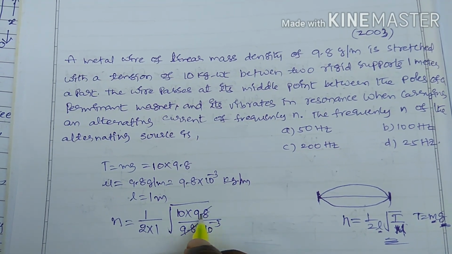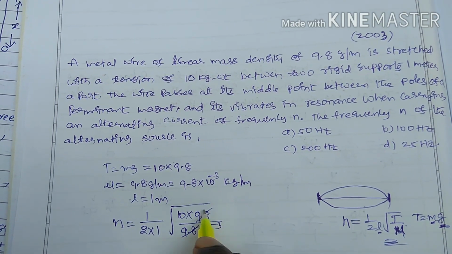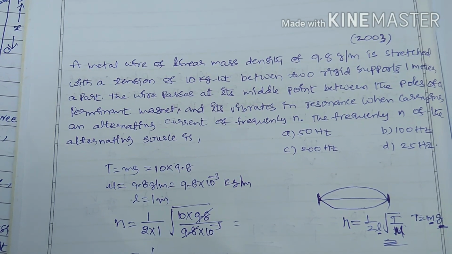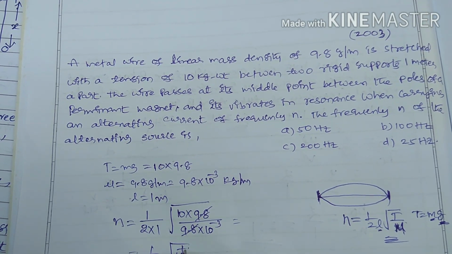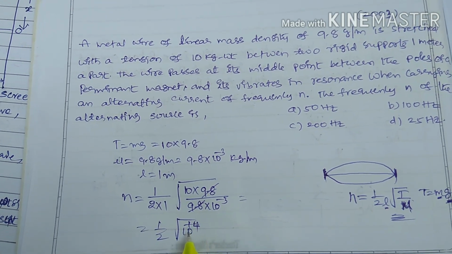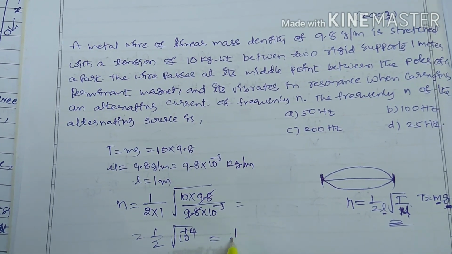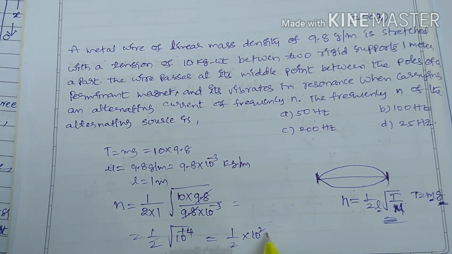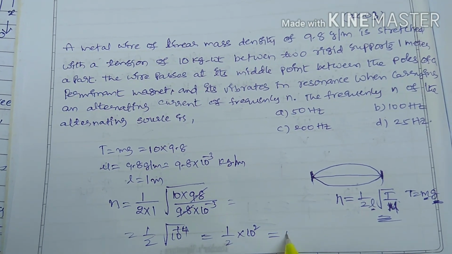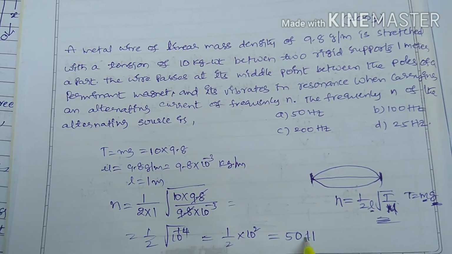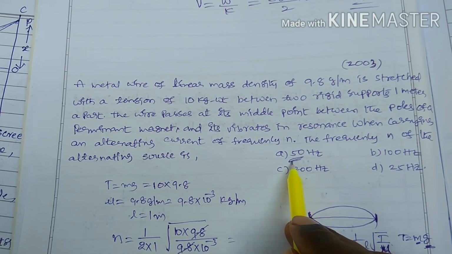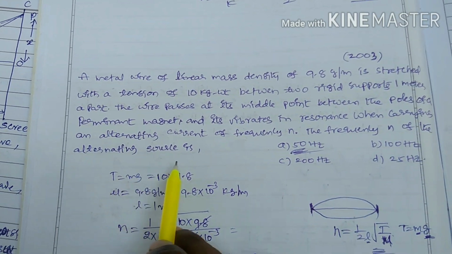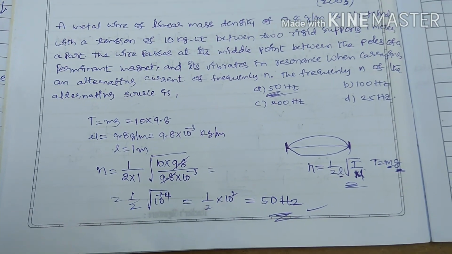So here 9.8 cancels out. It is 10 power minus 4 inside, so 1 by 2 into 10 power 4 under root, so it should be 10 square. It is 1 by 2 into 10 square, which is 100 by 2, nothing but 50. So 50 hertz is the frequency of the alternating source in a string.